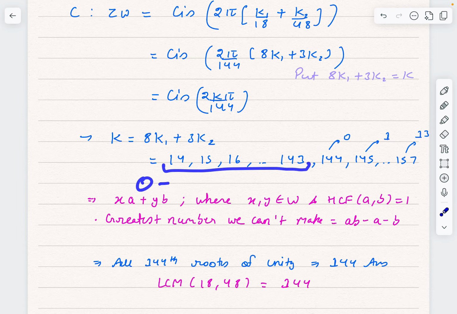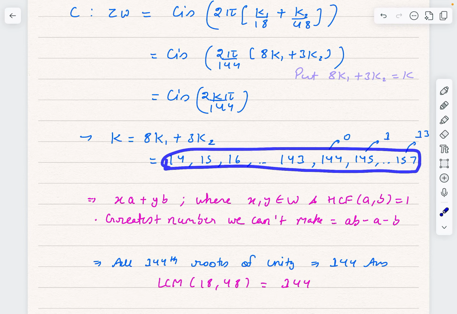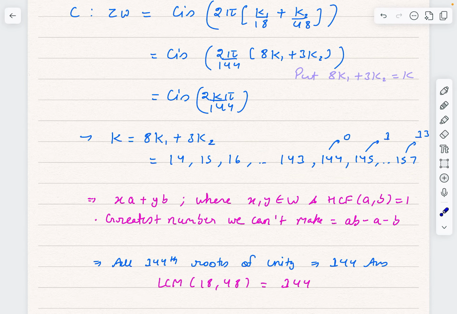So like this, we will be able to make all the numbers from 14 to 143. What about 0 to 13? We can say 0 will be same as 144, 1 will be same as 145, and 13 will be same as 157. So you will get all the 144th roots of unity. And after that, the values will be repeating. So distinct values will be these 144 only.